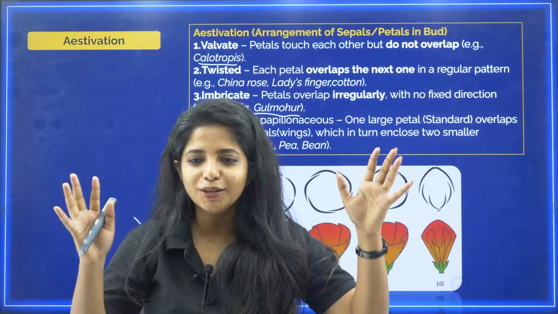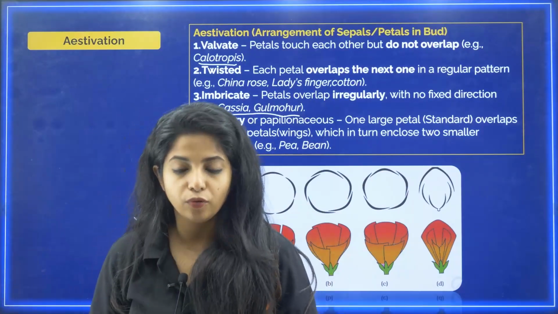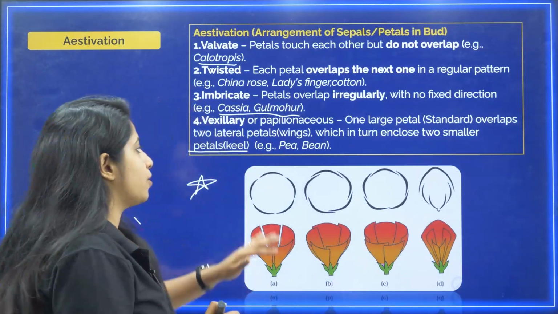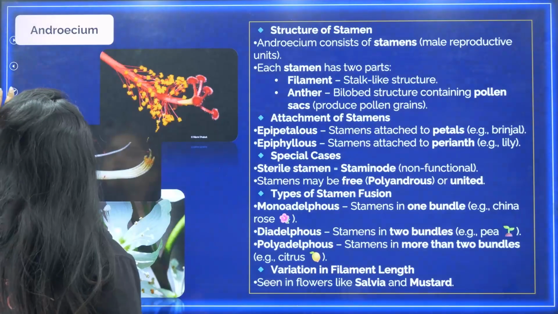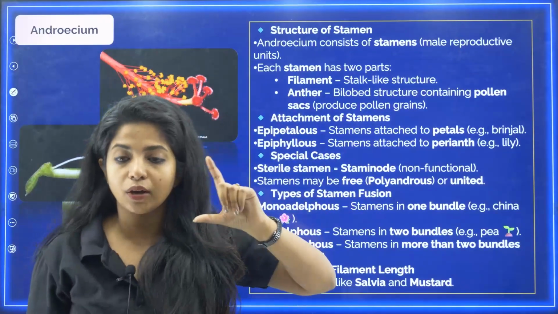Just the slides, do not listen to me and all, just read the slides once and then come back over here and we will start off with what? Androecium, that is the male reproductive part. So in androecium, what all do we have to study? First thing, androecium consists of what, my dear children? It consists of stamen. I hope you know that.